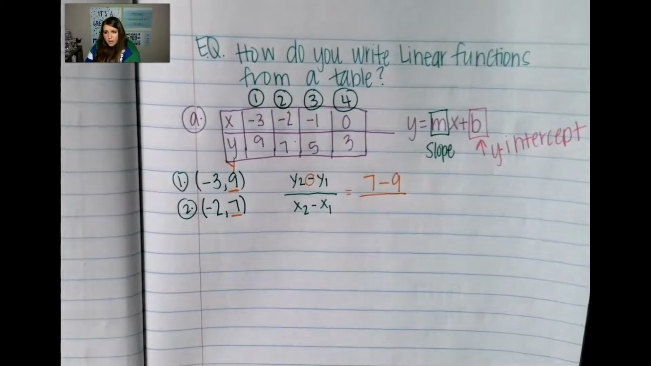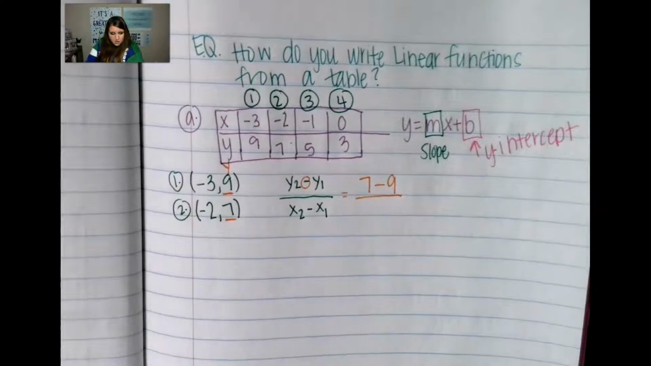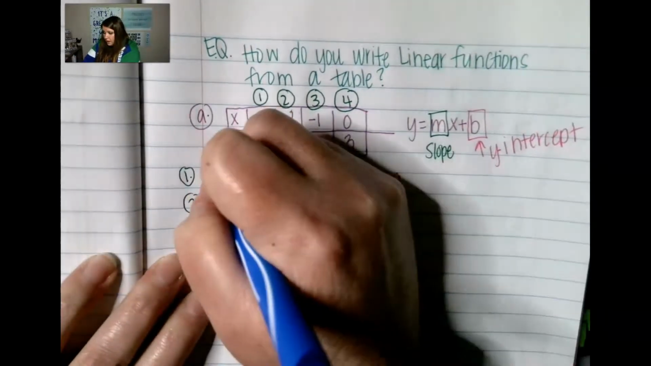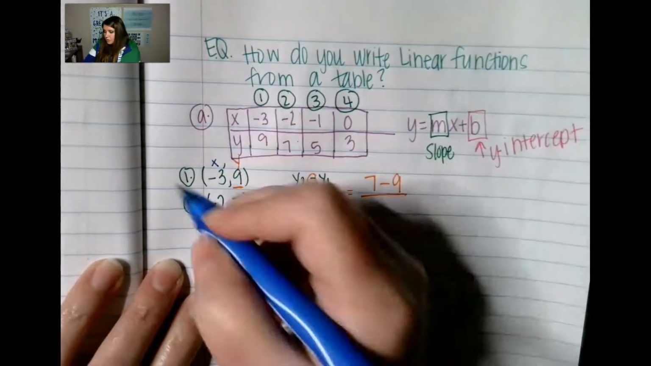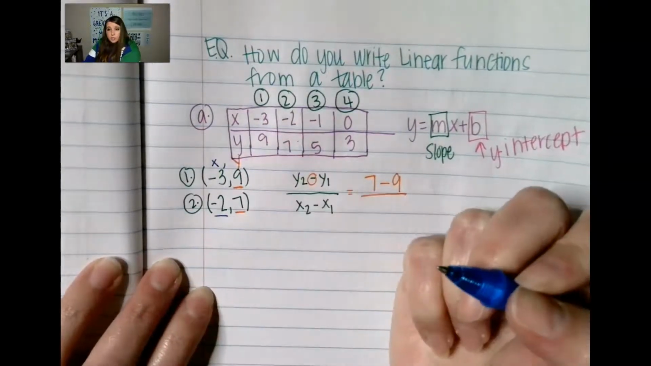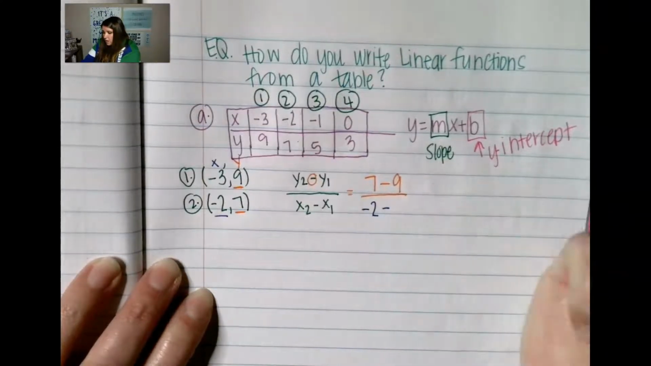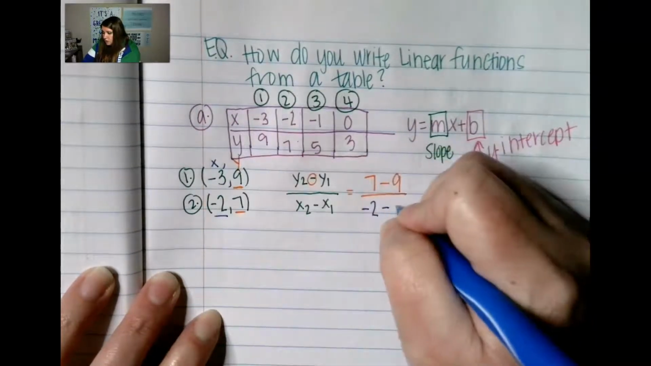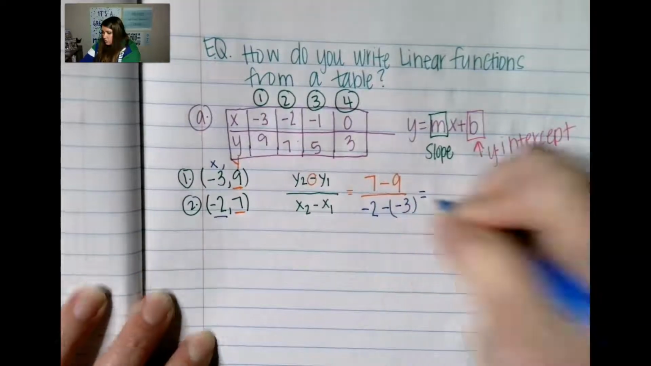We're going to put that over, because remember that this is the rise over the run. So we're going to put that over the x values. Okay, so here's your x values right here in the ordered pairs. x2 comes from point number 2, which is a -2. And we're going to subtract that from point number 1 of the x values, which is -3. Now we're ready to solve.